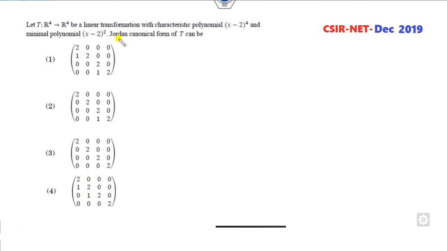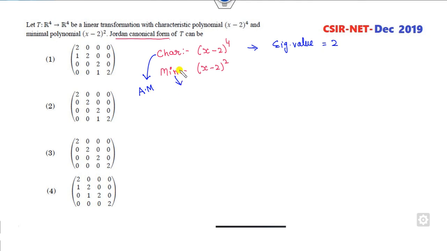Okay, now this is a Jordan canonical form. Whenever you are working on the Jordan canonical form, there is a need for two things. One is the characteristic polynomial, second is the minimal polynomial. If both are given to you, then it's very easy. Otherwise you have to find them first. It means first of all you have to find the eigenvalues. From the characteristic polynomial you use the algebraic multiplicity. From the minimal polynomial we will use the geometric multiplicity.